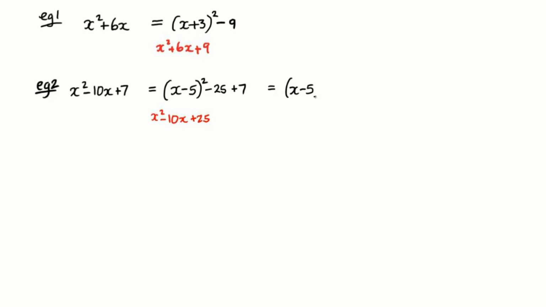Then we just need to tidy the bit up outside of the bracket. Take away 25, add 7 is the same as taking away 18. So that is now completed. The plus 25 that this brings in from the expansion needs reducing by 18 for it to be the same as our original expression.